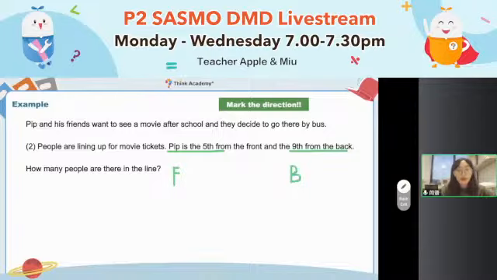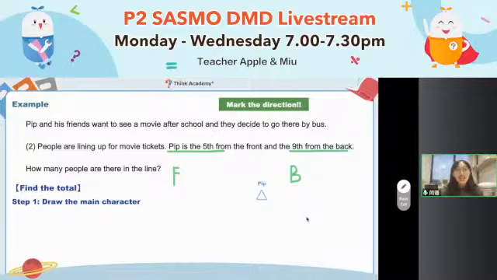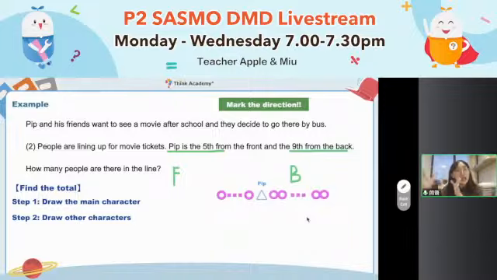Okay. And after that, again, draw the main character. Who is the main character? It is Pip, right? We just draw it. And then we can divide the other characters into two parts. Some of them are in front of him and some of them are behind him. After this, what should we do? Just mark numbers and calculate.